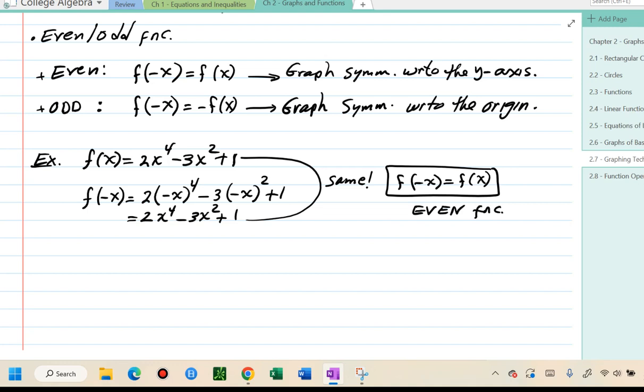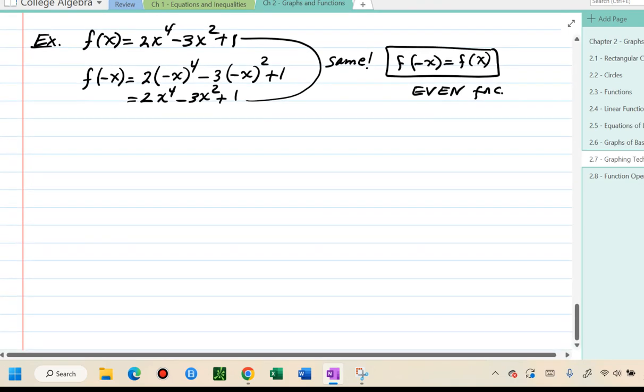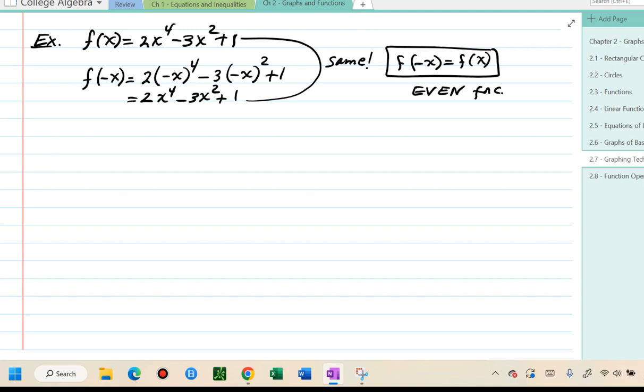If we were to graph this, the graph would be symmetric with respect to the y-axis. Again, even and oddness have greater implications, especially in the field of integral calculus. When we go through the integration process, we can simplify it by taking advantage of the symmetry of the graphs, whether even or odd. But at this level, in a college algebra course, we're just looking at the implications on the graph of the function.